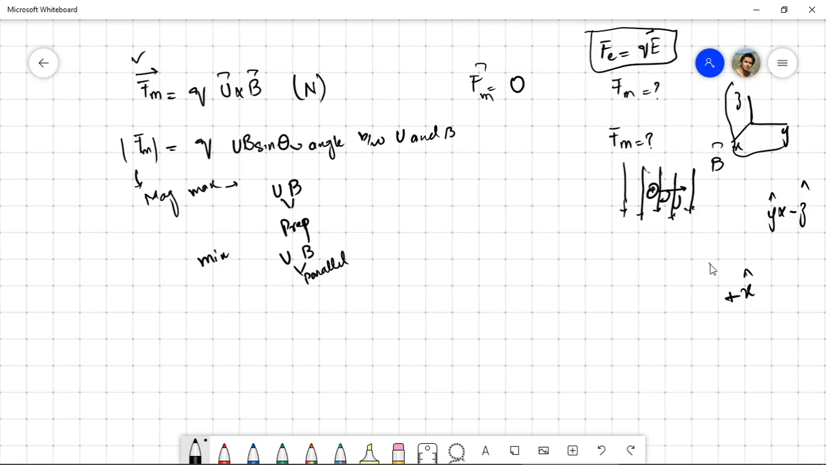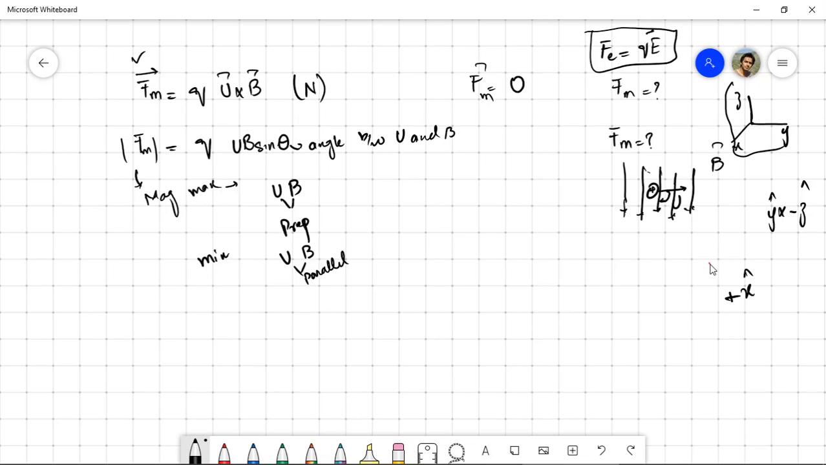So in order to make this magnetic force zero, either your velocity has to be zero. That means if your charge is not moving, even if it is placed in the vicinity of a magnetic field, the force acting on that charge is going to be zero, because the velocity here is zero. This makes the cross product zero, and this zero, when multiplied with the charge right here, will make Fm equal to zero. So if the charge is at rest, there will be no magnetic force acting on it.